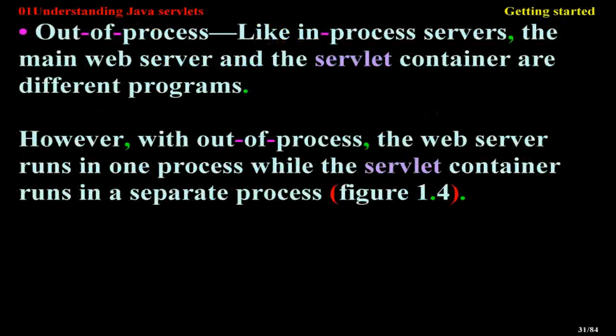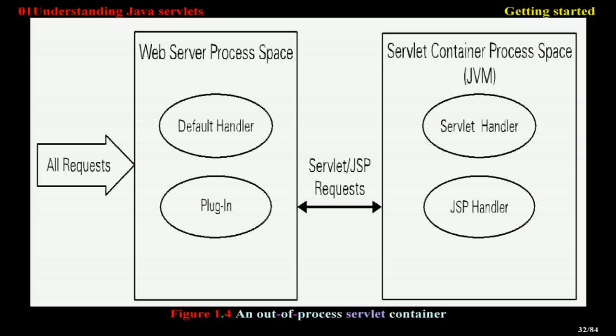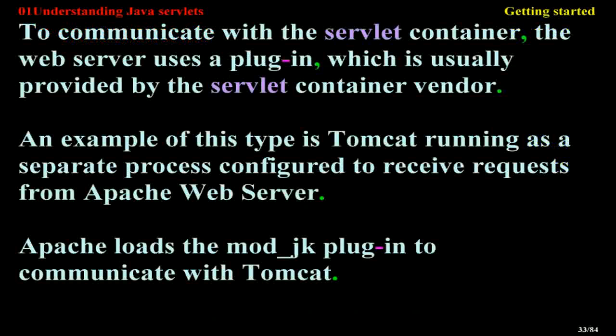Out of process: like in-process servers, the main web server and the servlet container are different programs. However, with out of process, the web server runs in one process while the servlet container runs in a separate process. Figure 1.4: An out-of-process servlet container. To communicate with the servlet container, the web server uses a plug-in, which is usually provided by the servlet container vendor. An example of this type is Tomcat running as a separate process configured to receive requests from Apache Web Server. Apache loads the mod_jk plug-in to communicate with Tomcat.